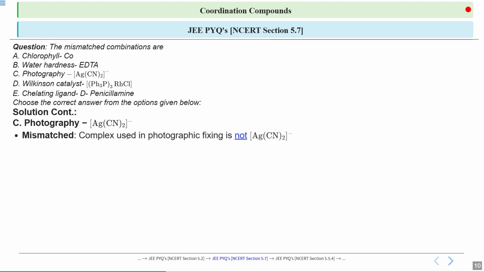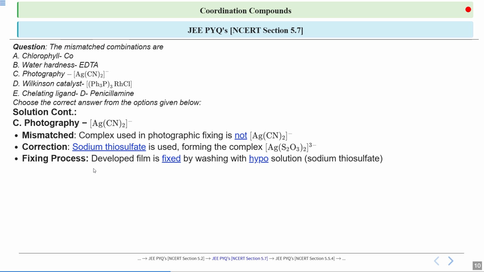Basically, the complex used in photographic fixing is not [Ag(CN)2]-. The correction should be that sodium thiosulfate is used, which forms the complex [Ag(S2O3)2]3-, and in the fixing process the developed film is fixed by washing it with hypo solution, or you can say sodium thiosulfate solution.